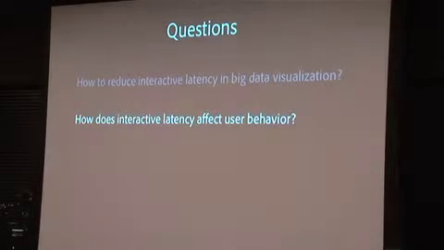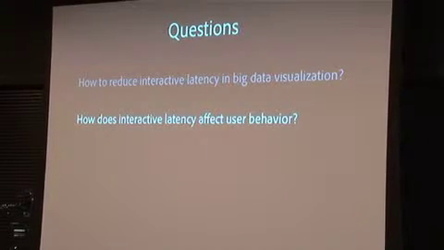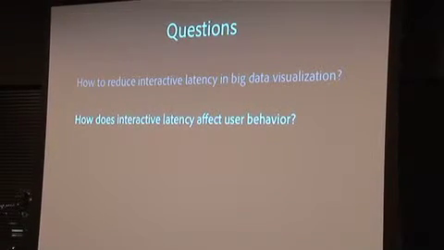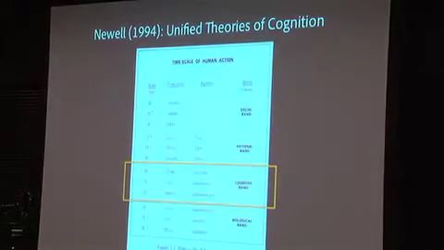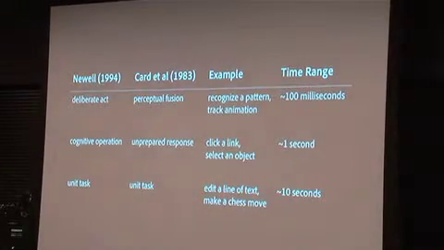So that leads to the second question, which is: how does interactive latency affect user behavior? It turns out there are some works in CogSci and HCI literature which address this problem. Newell, a very famous cognitive scientist, proposed the theory of unified theories of cognition. He proposed a framework that addresses the time constants at each level of human cognition. And similarly for HCI researchers like Card, who proposed similar frameworks. They often emphasize that human action can take as little as 100 milliseconds to complete a low-level task.